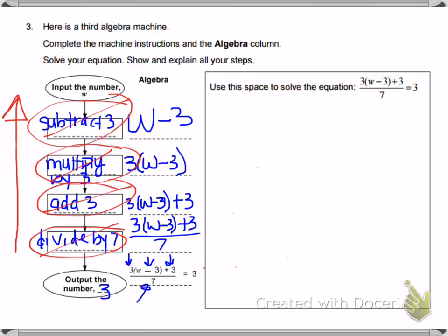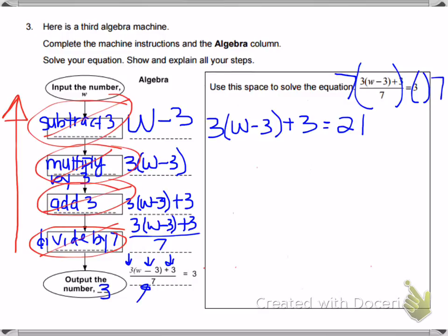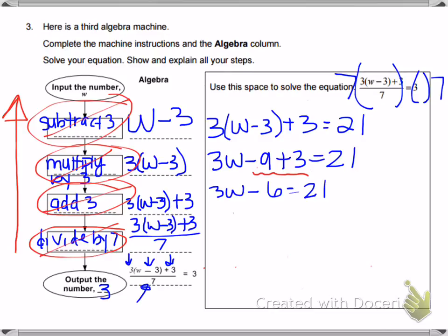Okay, so no matter what, we would have to start by multiplying both sides by 7. That's a given. So no matter how I'm going to finish solving this, the first thing I'm going to do is multiply both sides by 7. Okay, so then this is where you have some options. If you distribute the 3, you're going to get 3w minus 9 plus 3 equals 21. And then here is where you have to remember to combine like terms. So I would get 3w minus 6 equals 21.